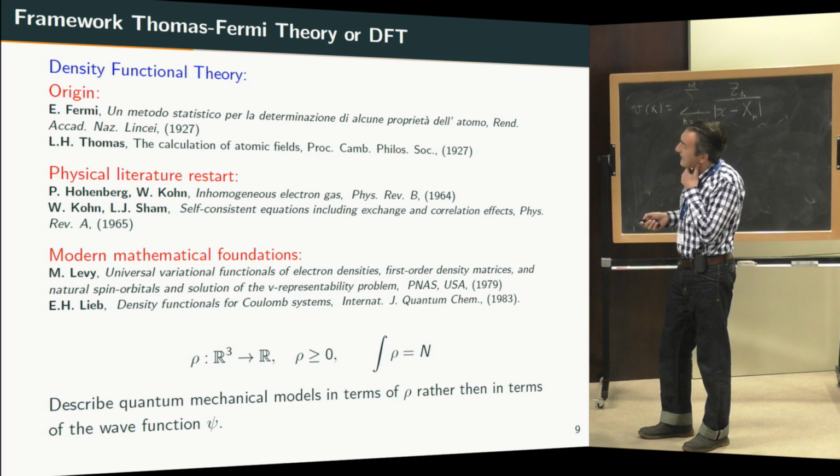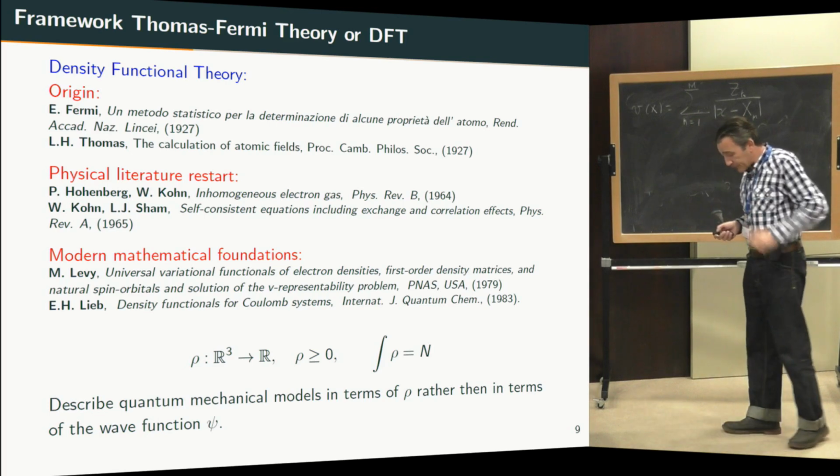Then everything restarted in some sense. There is no true discontinuity, but in the 60s and 70s there was an explosion thanks to Hohenberg and Kohn-Sham, and then the modern mathematical foundations were laid by Mel Levy and Elliott Lieb in the beginning of the 80s. Why is there this gap?